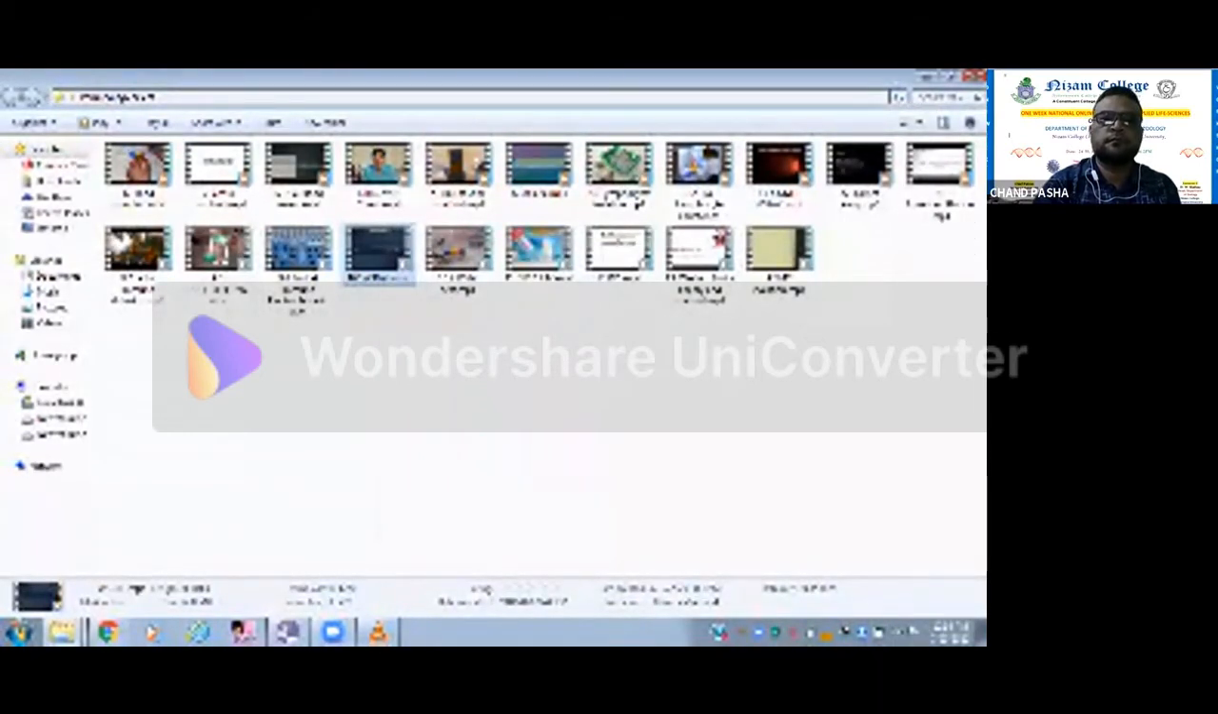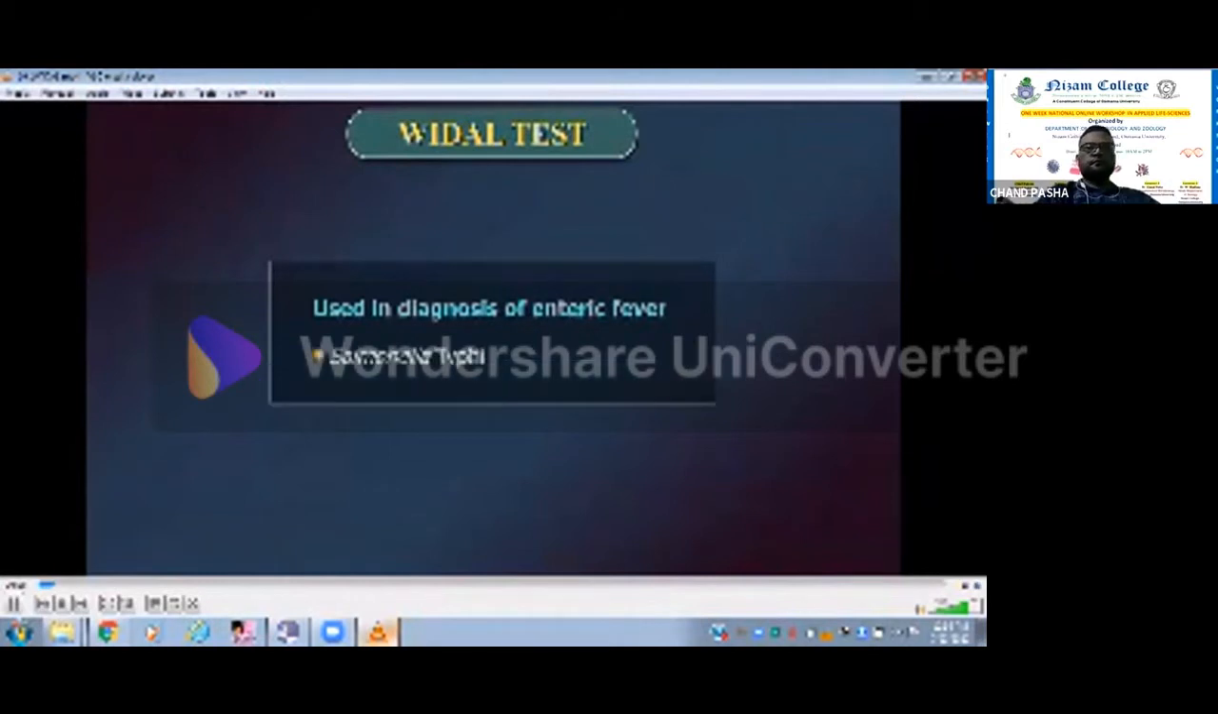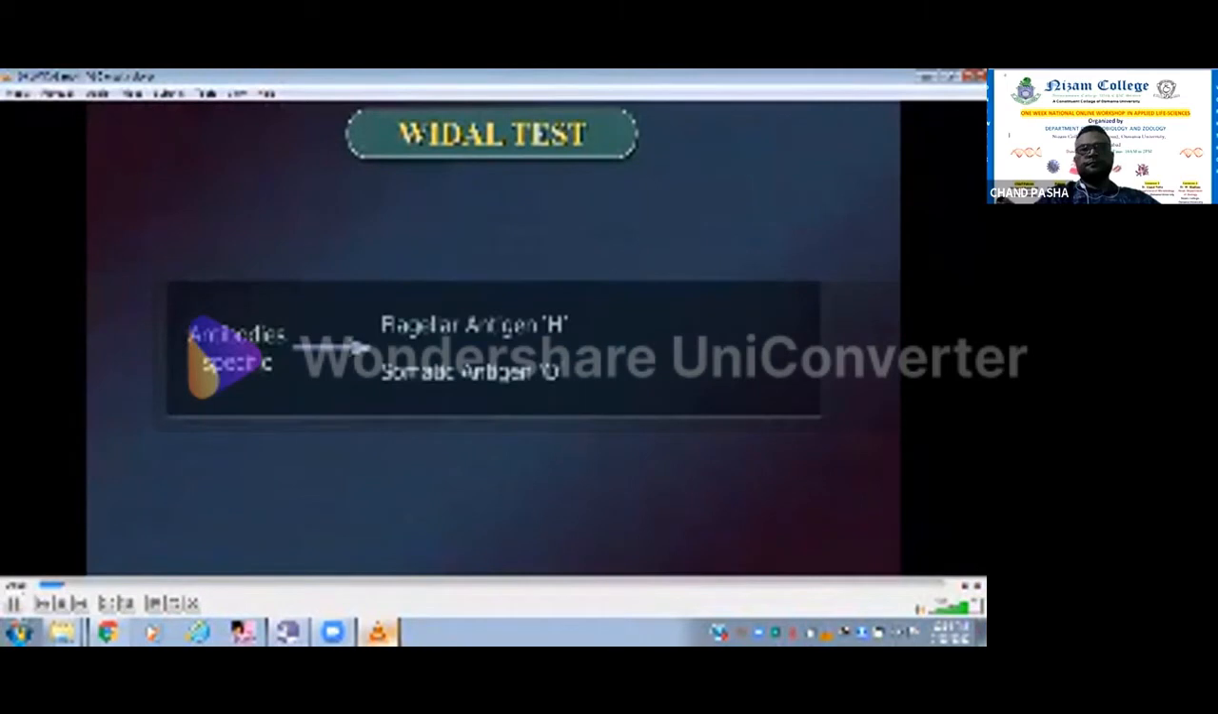WIDAL test. WIDAL test is used in the diagnosis of enteric fever, that is, typhoid and paratyphoid fever caused by Salmonella typhi and Salmonella paratyphi A and B respectively. Antibodies specific to flagellar antigen H and somatic antigen O of Salmonella species usually become detectable in blood 7 days after the onset of infection in individuals infected with typhoid bacilli.